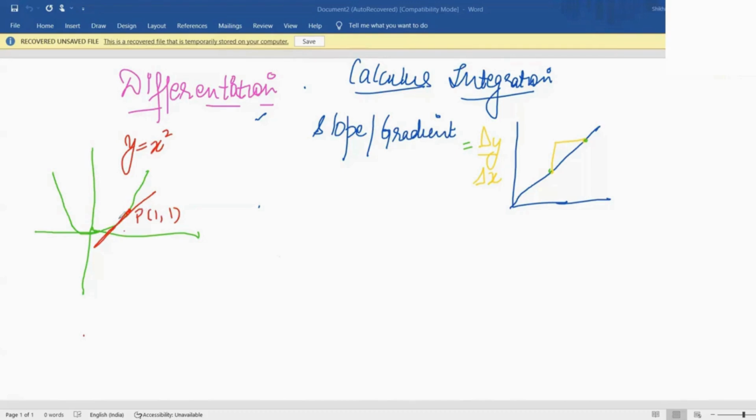Now draw a tangent to it. And once you have drawn the tangent, how would you find the gradient? You would normally find the gradient.